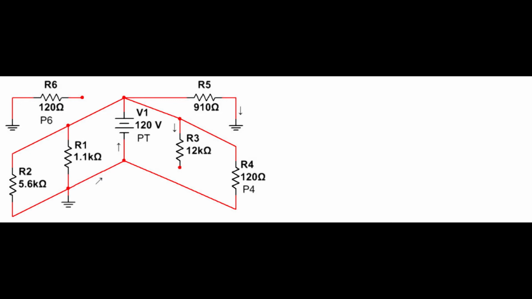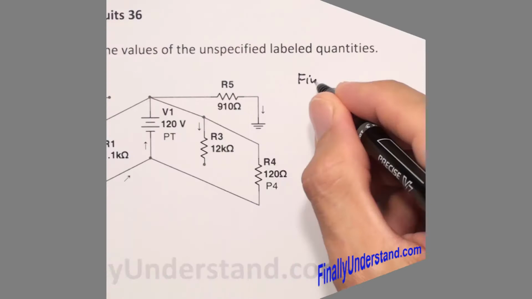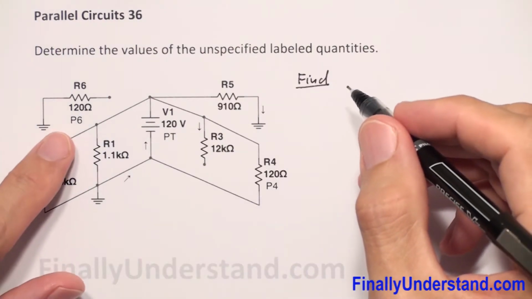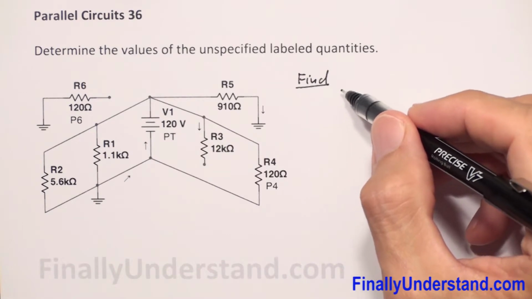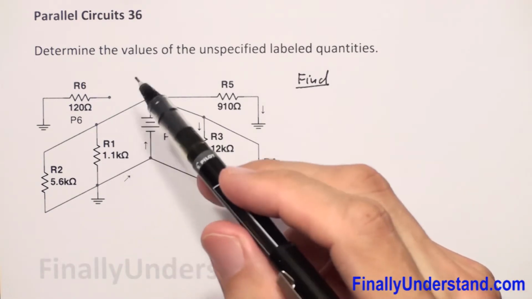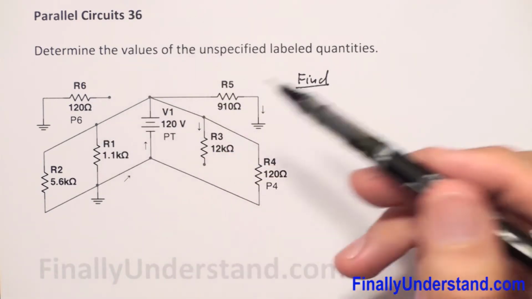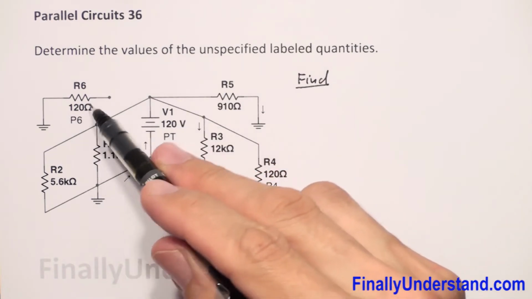Let's take a look at this example. Let's write down first everything we're supposed to find. We have to find P6. But I'm not going to even write over here that we have to find P6, because R6 is completely disconnected from the circuit, right?